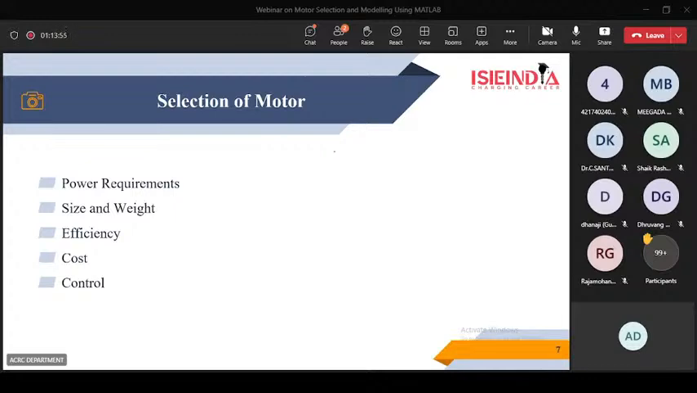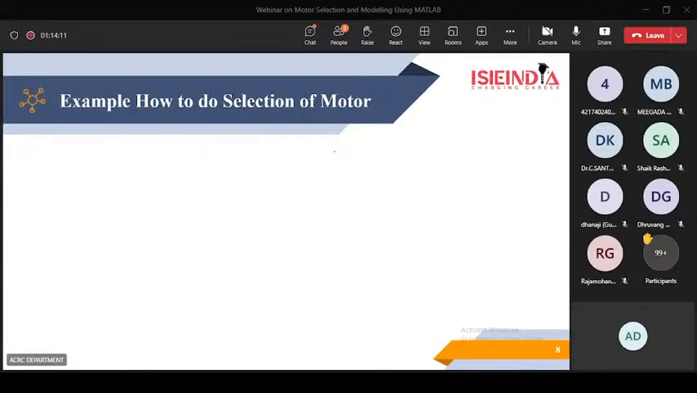So the controller cost, how we are implementing the controllers onto the motor, is also a factor. This factor is also a key component in the selection of the motor. Then we'll be solving an example.